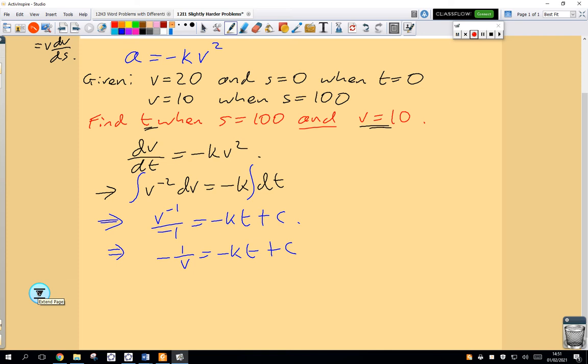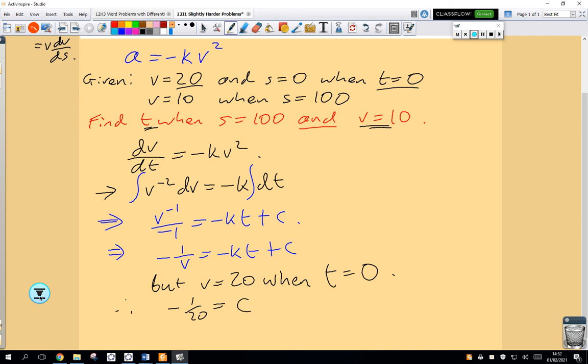Okay? So I'm going to go back to my initial conditions and see if there's something that'll help me to find the constant of integration. We know that v is equal to 20 when t is equal to 0. So therefore, negative 1 over 20 is equal to, well, k times 0 is just 0, plus c.